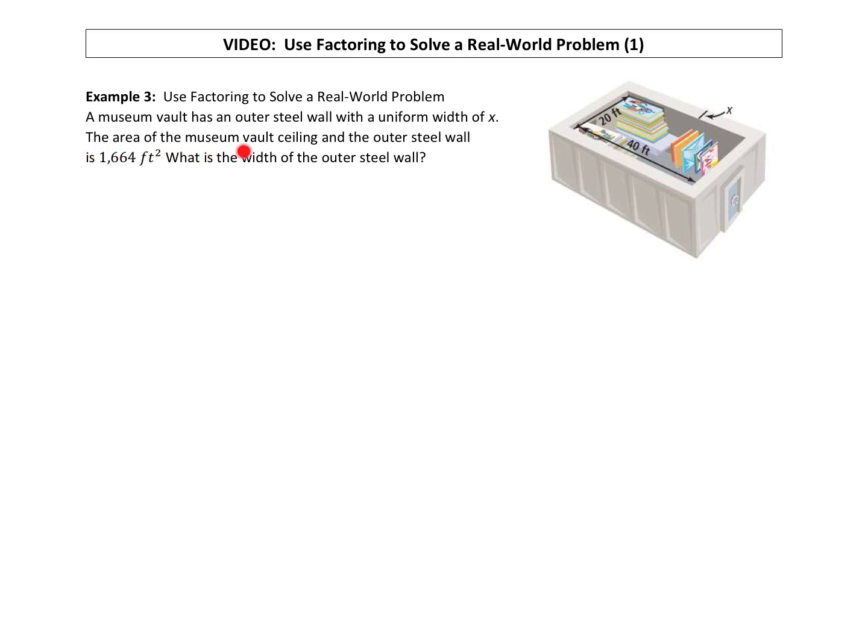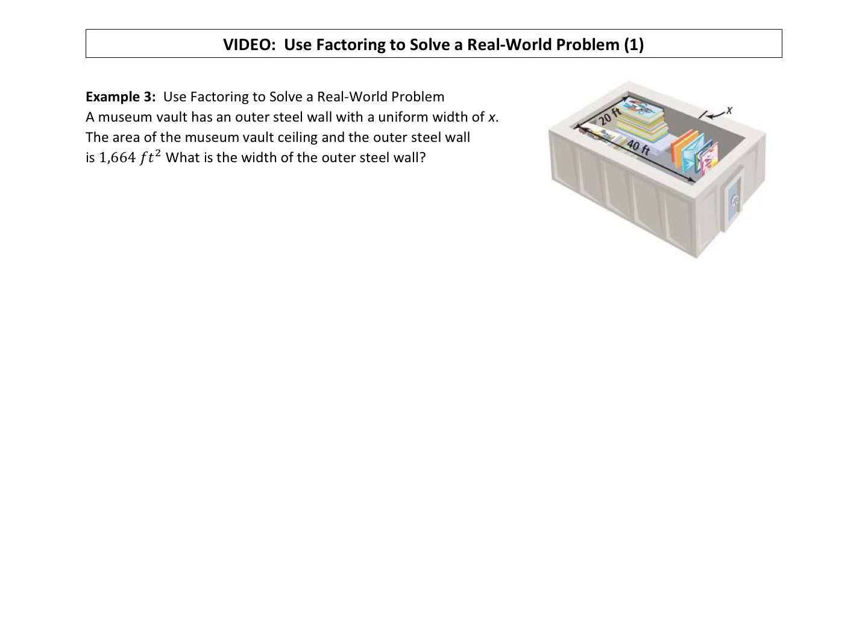The area of the museum vault ceiling and the outer steel wall is 1,664 feet squared. So that's the total area of the whole thing. What is the width of the outer steel wall? So they want us to figure out what x is.